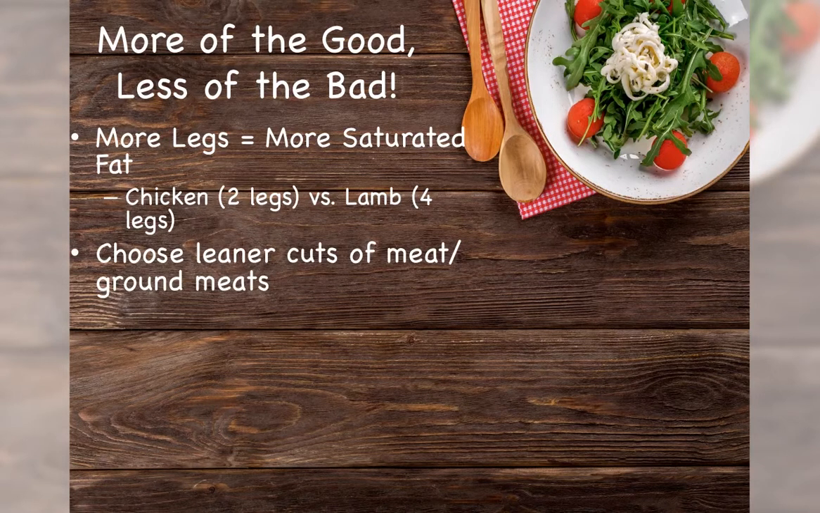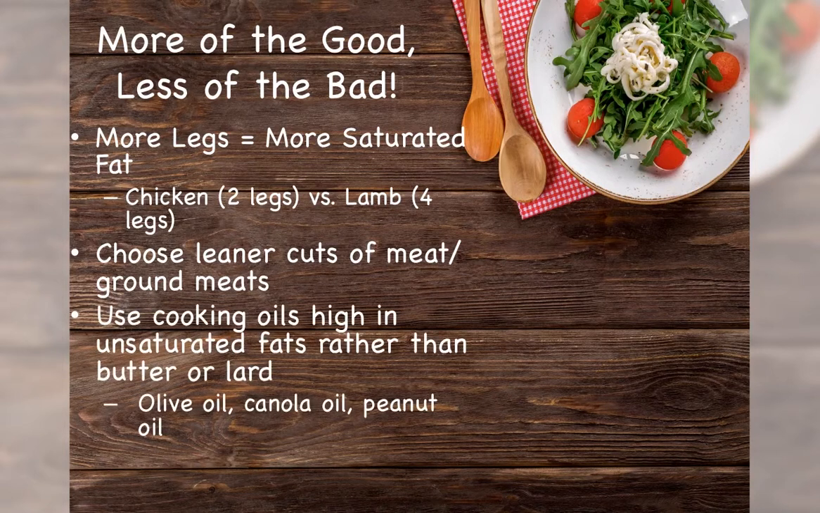It's also a good idea to choose leaner cuts of meat and leaner ground meats. This will assure that the meat you're consuming has less saturated fat. Another good thing to consider is to use cooking oils high in unsaturated fats rather than butter or lard. Cooking oils high in unsaturated fats are things like olive oil, canola oil, or peanut oil.